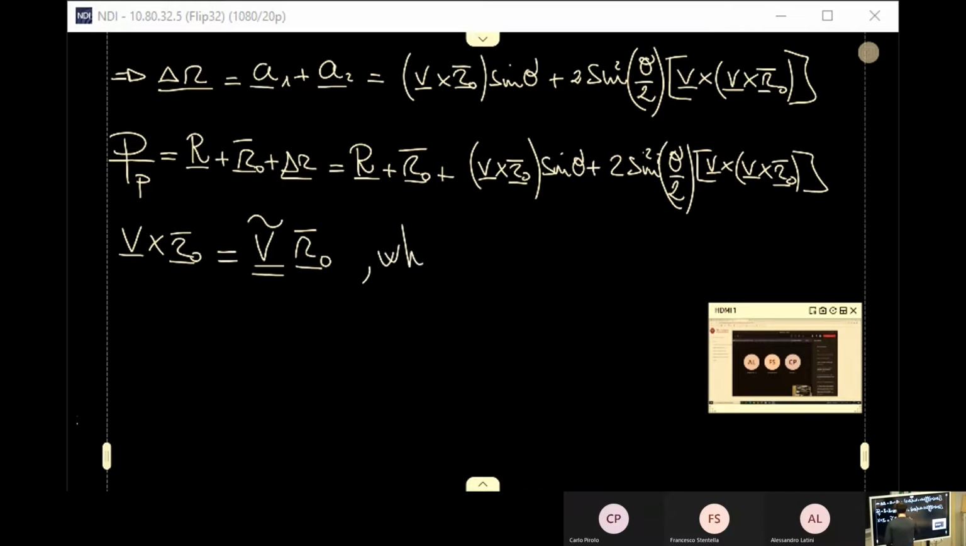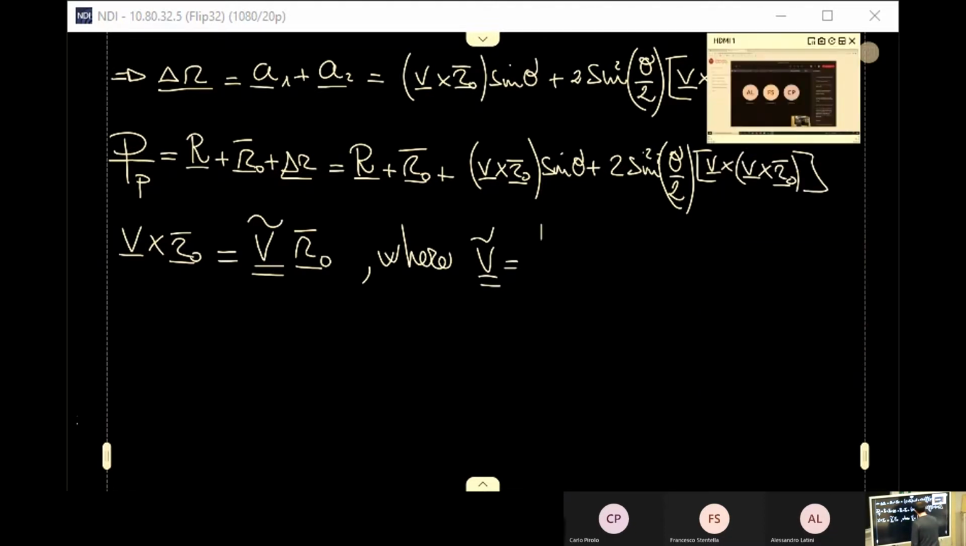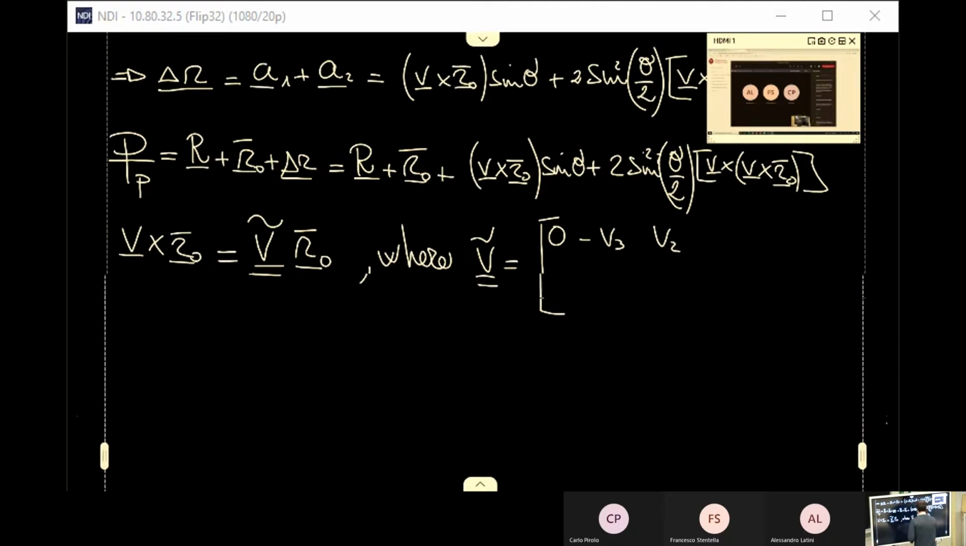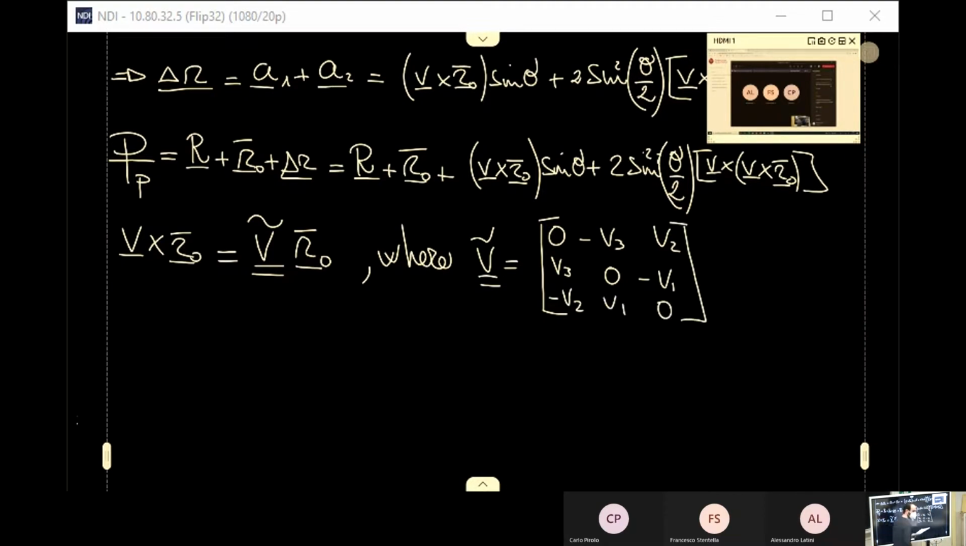So where this mysterious skew matrix is defined based, of course, on the unit vector V, like this: 0, minus V3, V2, where V1, V2, and V3 are the components of the unit vector. Then it's V3, 0, minus V1, minus V2, V1, and 0. As you see, it's a skew matrix.